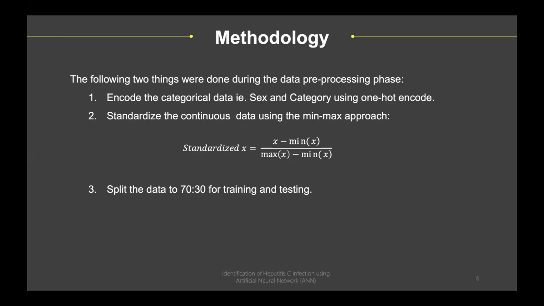After we examined the types of data, we started some data pre-processing. First, we encoded the categorical data, sex and category, using one hot encoding. For the continuous data, we standardized it using the min-max approach as shown in this formula. Then we split the data at a ratio of 70:30 for training and testing purposes.